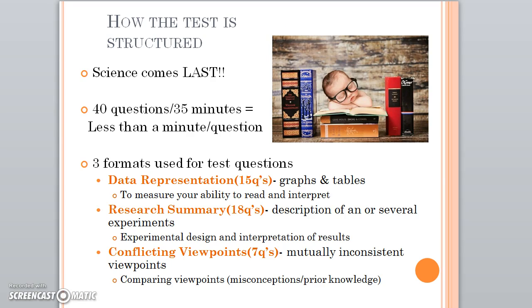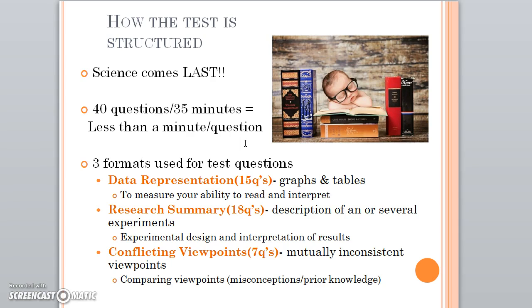First thing you need to know, when taking the ACT, the science test comes last. So you will be tired. So make sure this is not you. Okay, that being said, there are 40 questions. You will have 35 minutes to complete the questions. That is approximately 52 seconds per question.